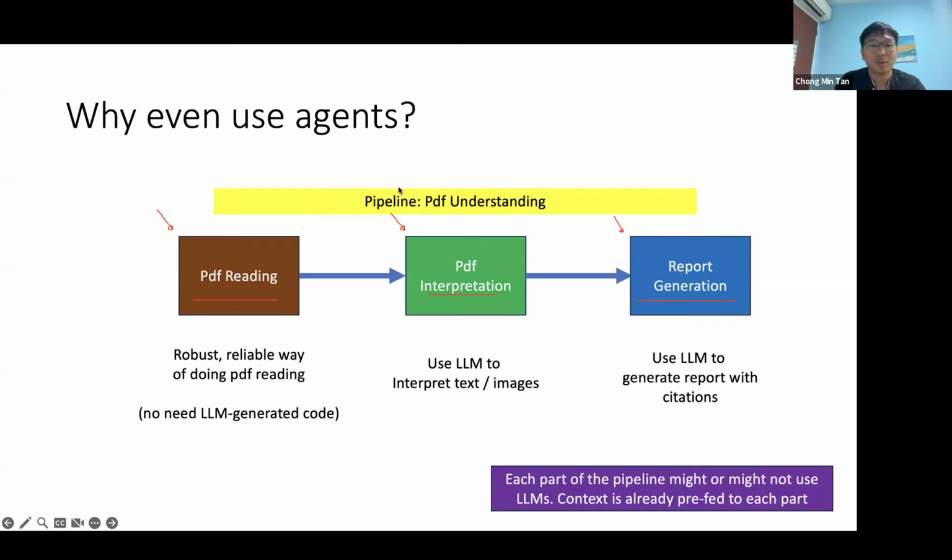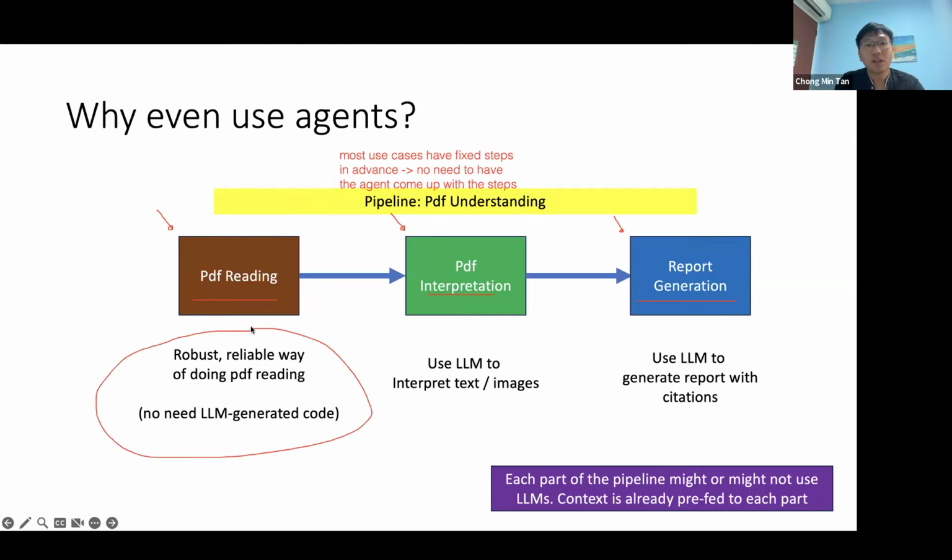Let me just write this somewhere else. Most use cases have fixed steps in advance, so there's no need to have the agent come up with the steps. We already know the steps. So what we can do is, instead of reading a skills.md for PDF reading, why not, every time the user uploads a PDF, just run a fixed pipeline to read the PDF?